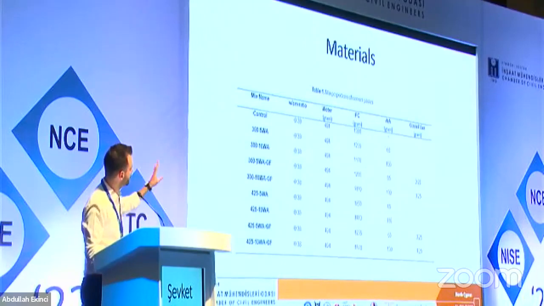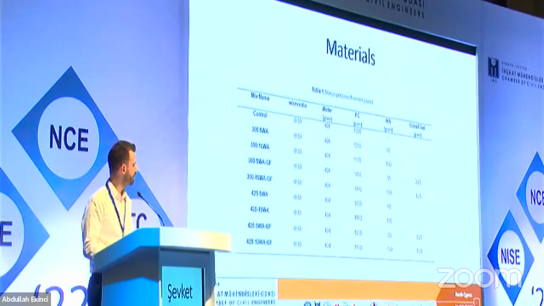Bear in mind, water to binder ratios are kept constant, and replacement levels were done on a mass basis. You see the abbreviations on the left-hand side. GF represents the glass fiber mixes.